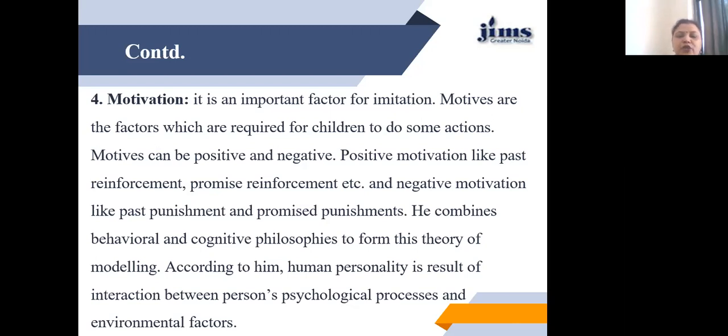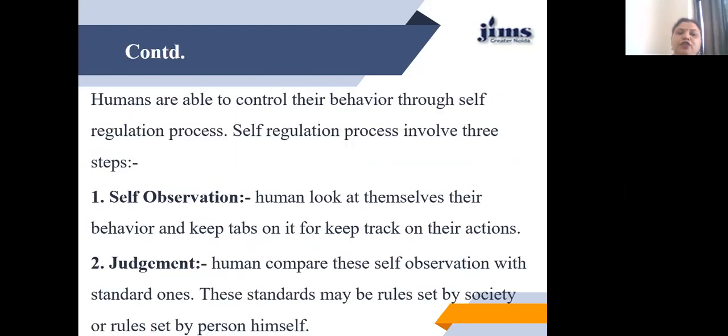According to him, human personality is the result of interaction between persons, psychological processes and environmental factors. Humans are able to control their behavior through a self-regulation process. So the self-regulation process again involves three steps. First is self-observation. Humans look at themselves and their behavior, and keep track of their actions.